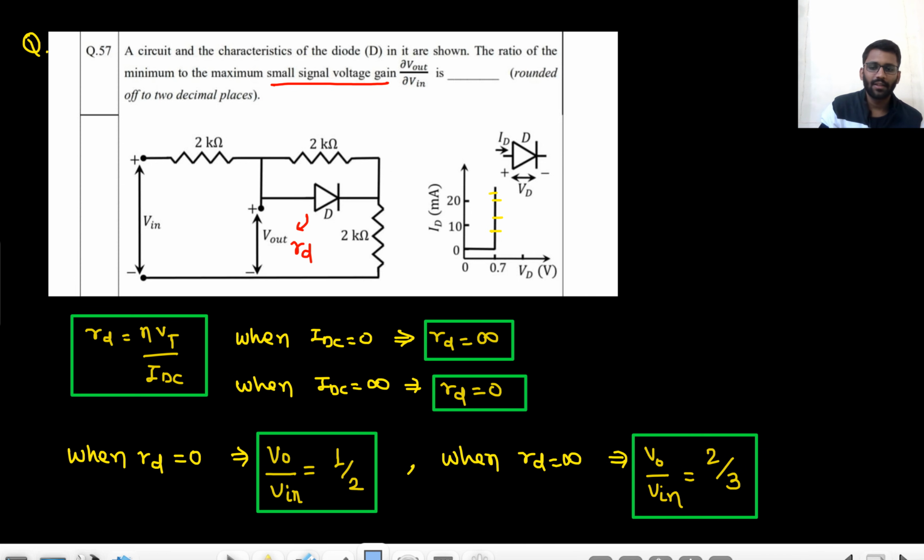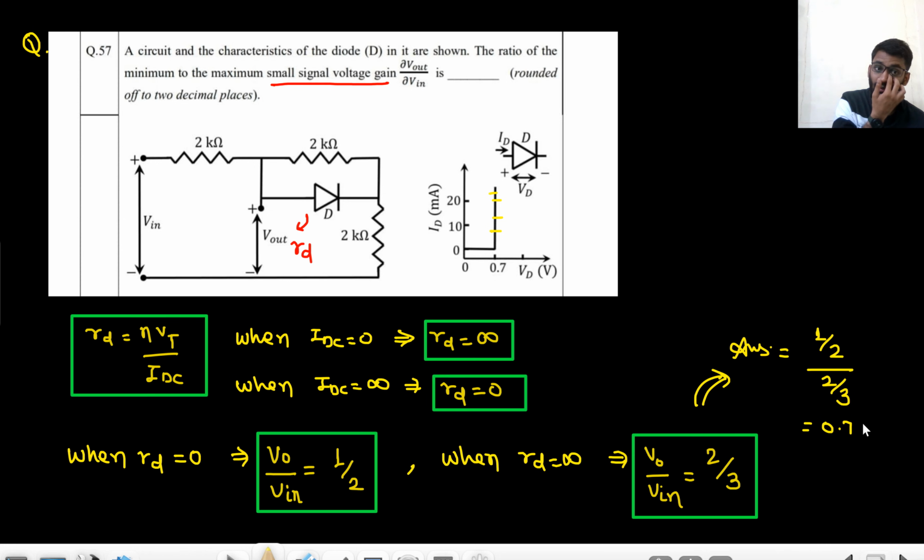So what is the maximum gain? That is 2 by 3. What is the minimum gain? 1 by 2. What did they ask? Minimum to maximum ratio. What is minimum? 1 by 2. And what is maximum? That is 2 by 3. So the answer would be 3 by 4, 0.75. This is the ratio.